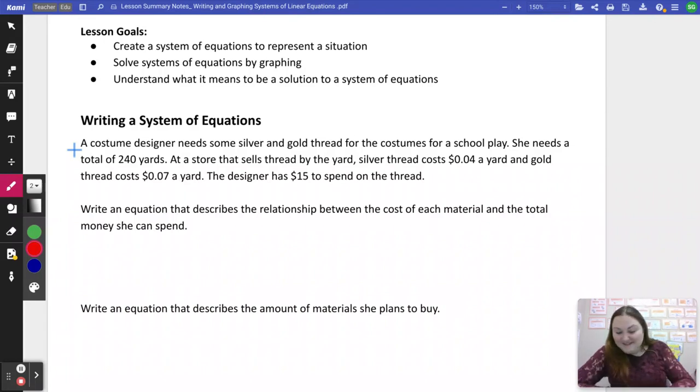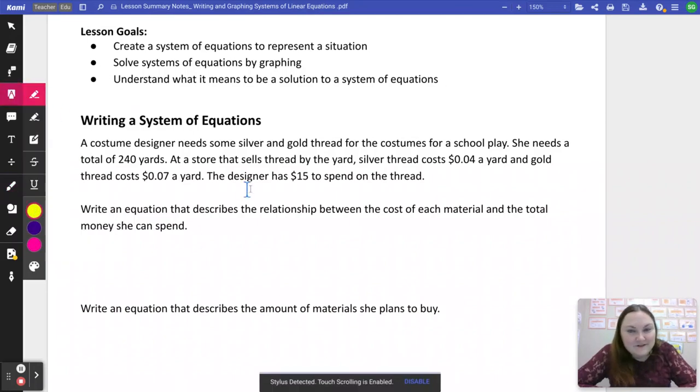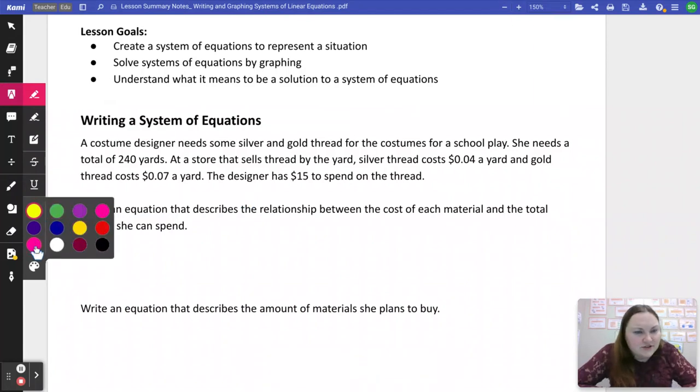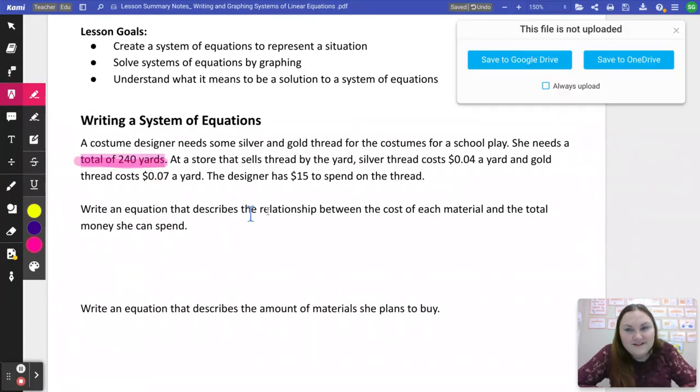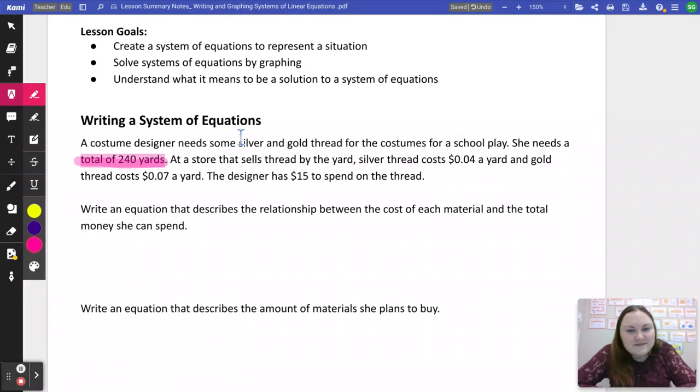Whew, we've got a lot of information there right off the bat, and I'm going to go ahead and start highlighting some of the key information. First of all, they are talking about how many yards she's trying to buy. So I'm going to highlight she wants a total of 240 yards there, and that's between two types of things. There's the silver thread and the gold thread. And then they also mention prices. So I know that silver thread costs 4 cents a yard. And then we're also told that gold thread costs 7 cents a yard. And we know how much total money she has to spend.